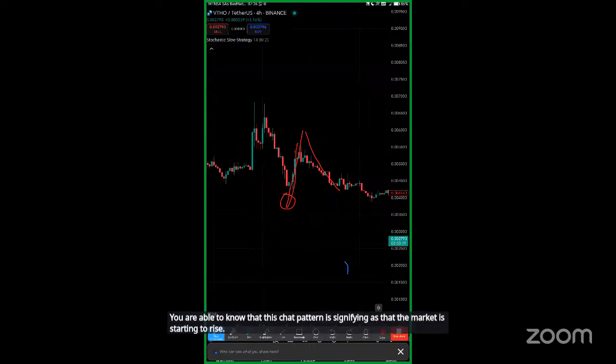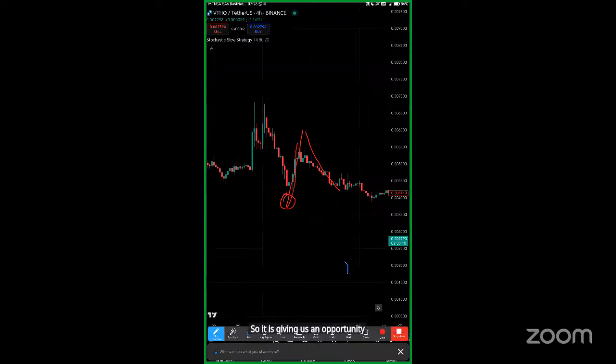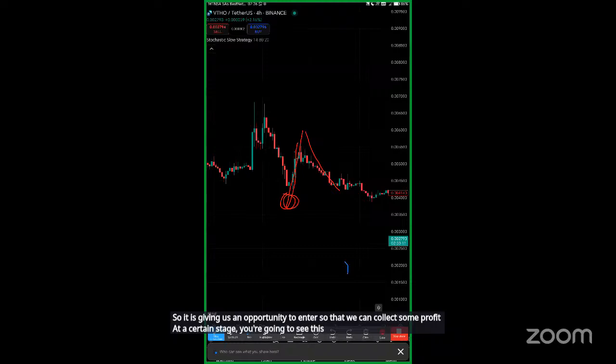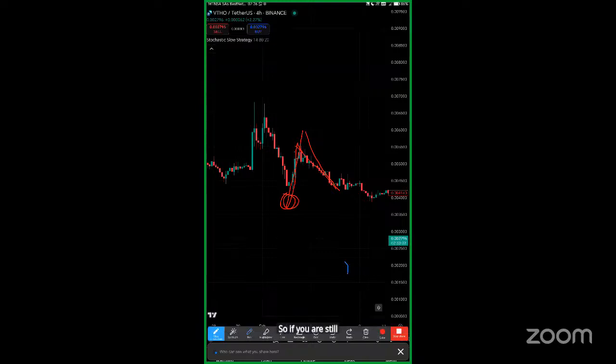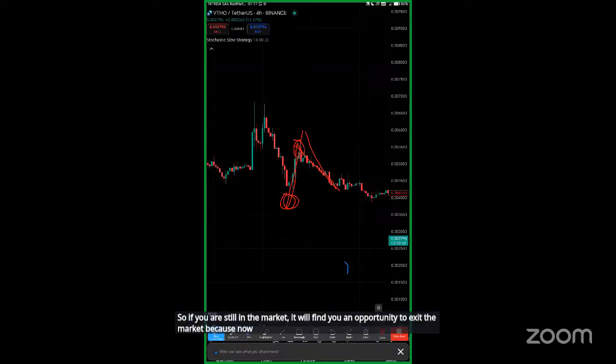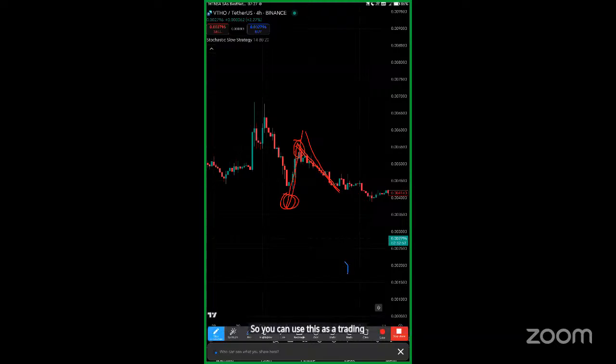So it is giving us an opportunity to enter so that we can collect some profit. At a certain stage, you are going to see these chart patterns. They will signify that now the market has done going up. It is now coming down. So if you are still in the market, it will find you an opportunity to exit the market, because now the market is preparing to come down. So you can use this as a trading concept.